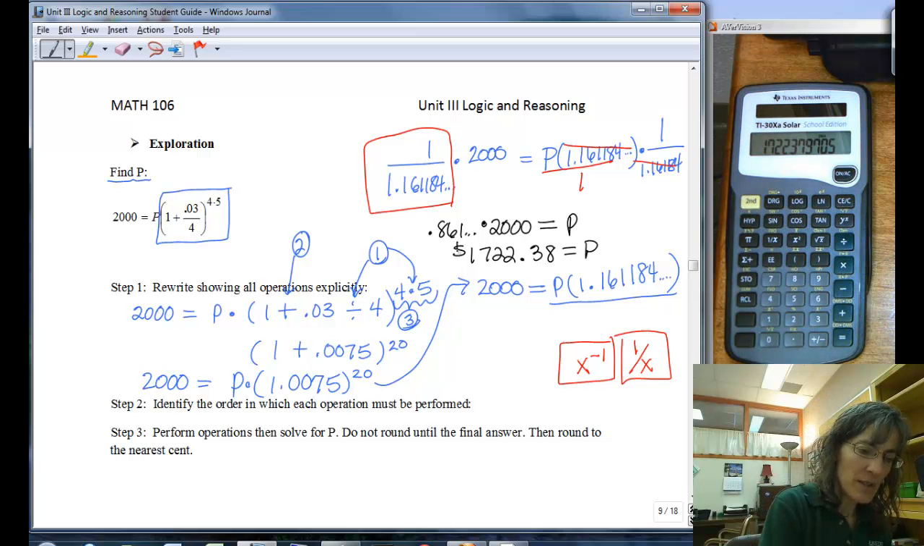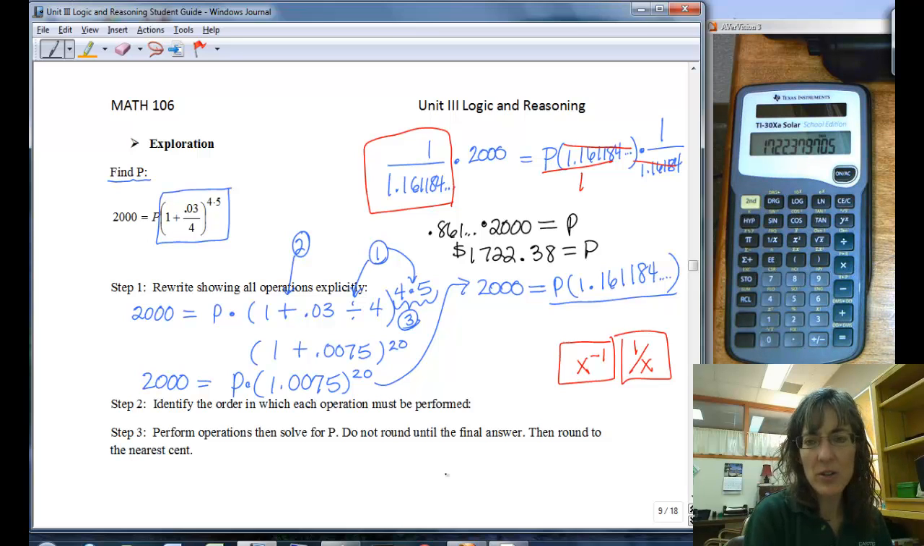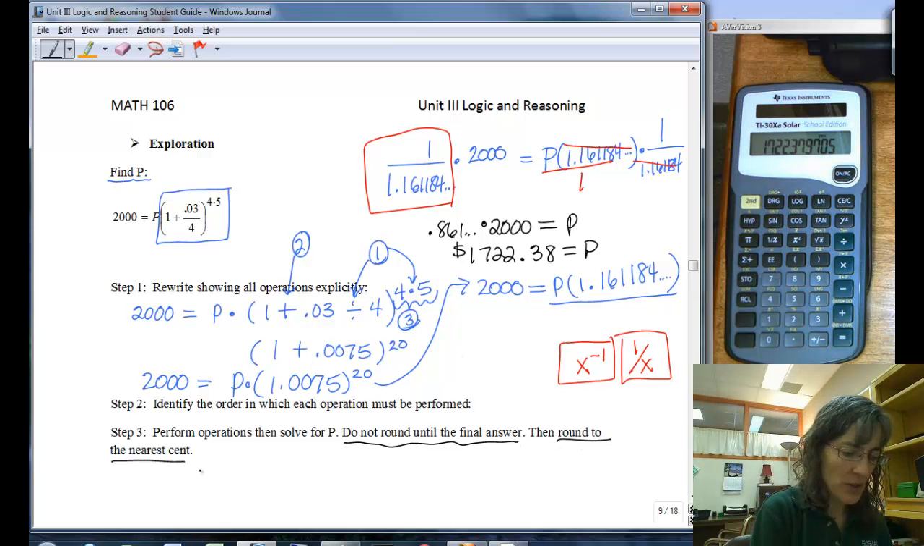So I have $1,722.38 for my P. So in here we're saying don't round at all until your very final answer, and that's what I was showing you as I worked this problem, and then round to the nearest cent. So on the very, very last step, P equals $1,722.38.